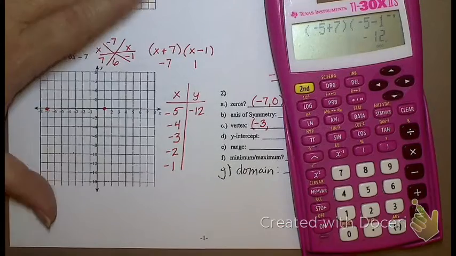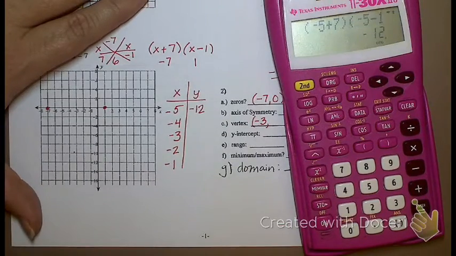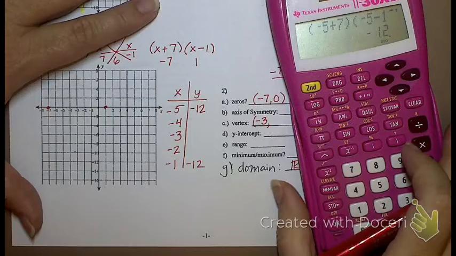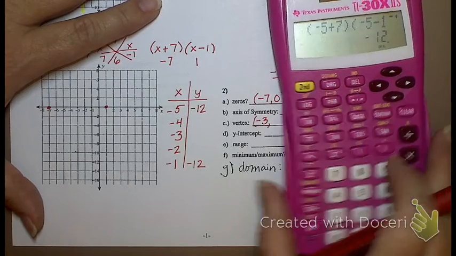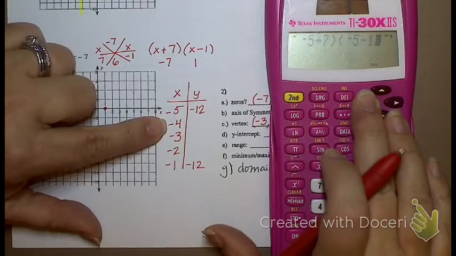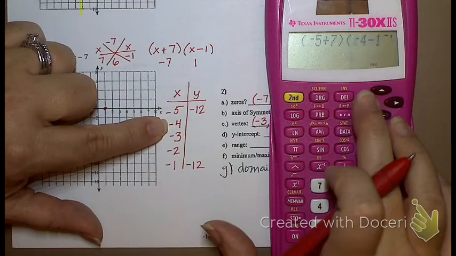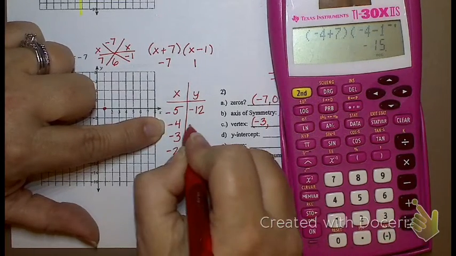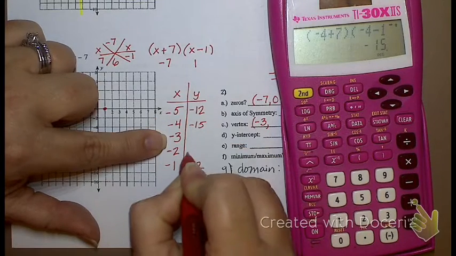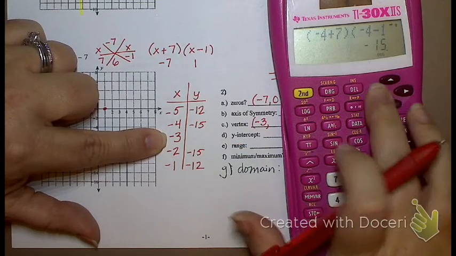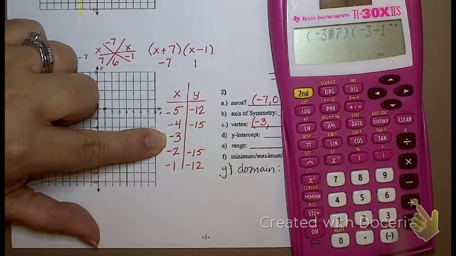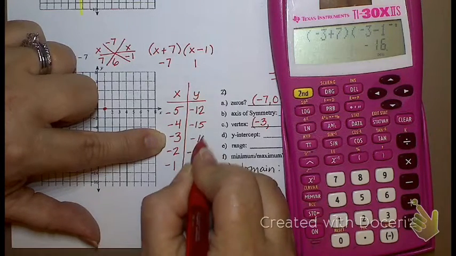Am I going to have a mirror image? Yes, because everything's spaced out evenly. If I'm unsure, then just plug all 5 numbers in, right? Now I'm going to change those negative 5s to negative 4s. And I get negative 15. Going to have a mirror image. Now I change those negative 4s to negative 3s. And I get negative 16.